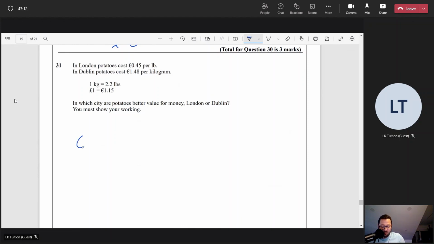So we've got €1.48 per kilogram. And remember, 1 kilogram is 2.2 pounds. So if we divide by 2.2, we're going to get the price per pound. So let's write that. We've got in our calculator 1.48 divided by 2.2, and that gives us 0.672, like that. And that is per pound.